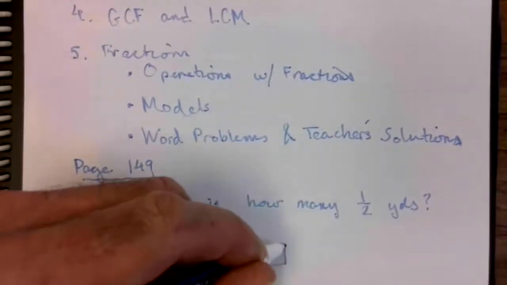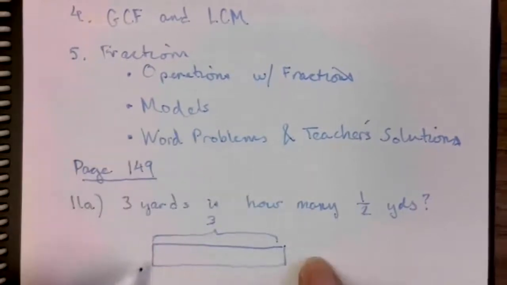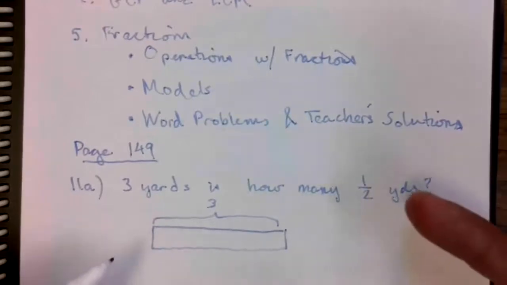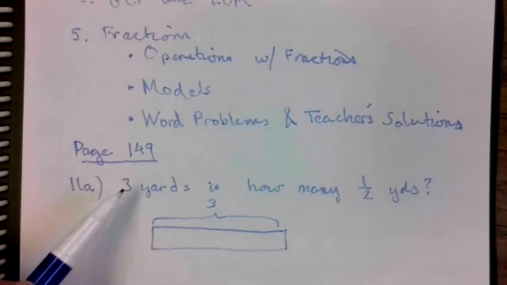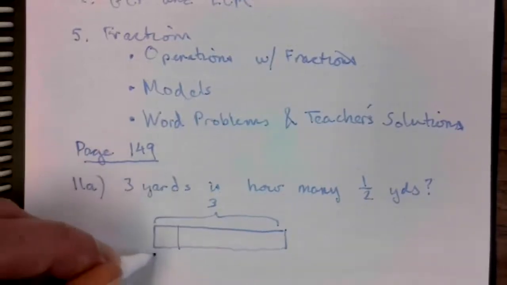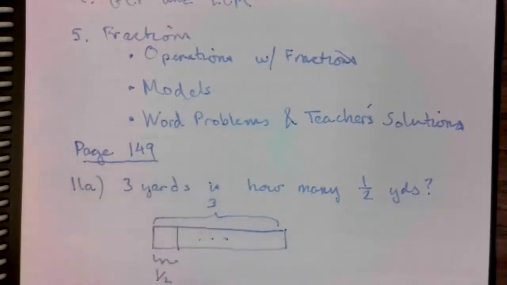It also says, when in doubt, draw a picture. So my picture is like this. My whole bar represents 3 yards. And I'm breaking this up into pieces. Do I know how big the pieces are? So if I'm answering this question, 3 yards is how many half yards? Right, each piece is half a yard. So I'm breaking this up into pieces. That's half a yard. The question is, how many pieces will I have?